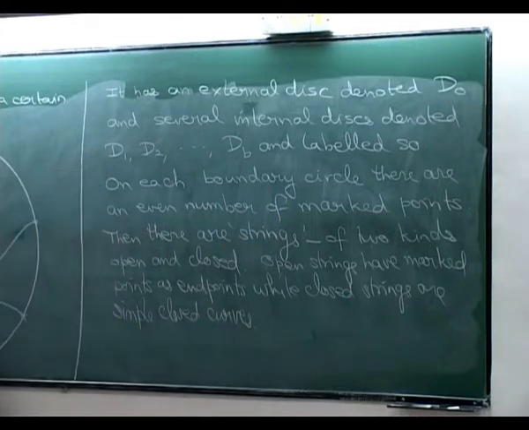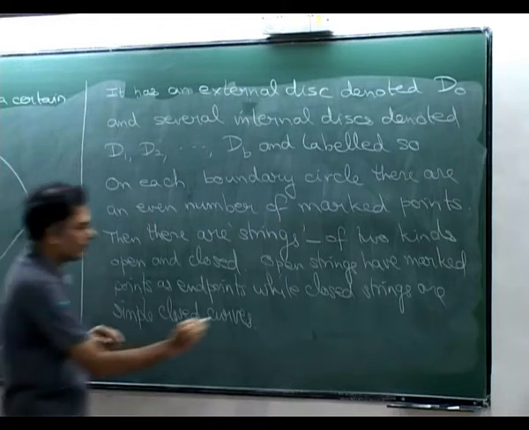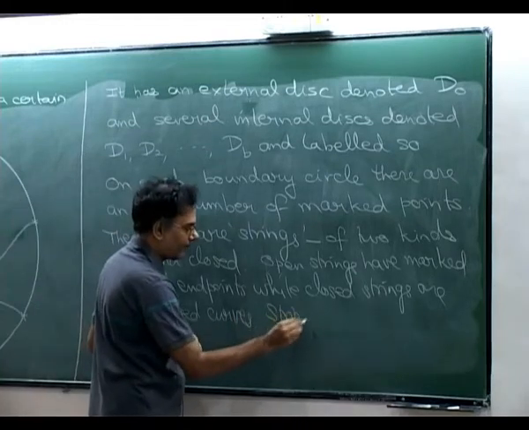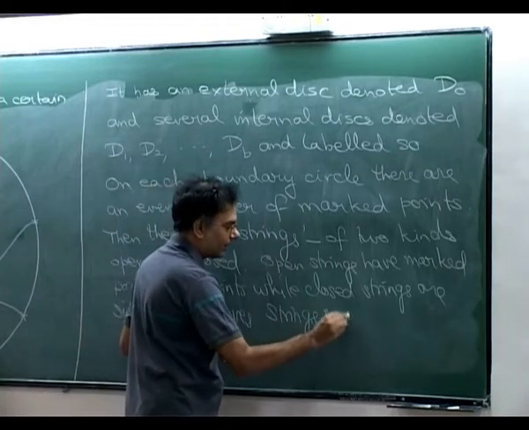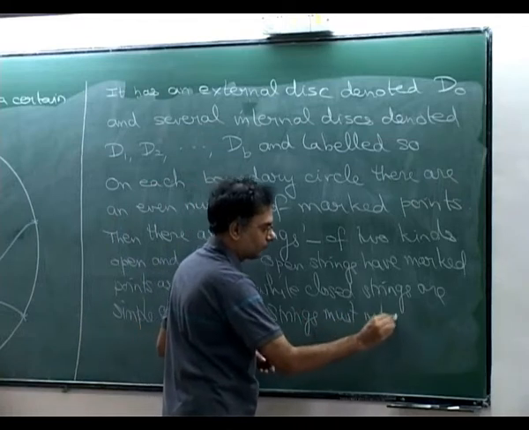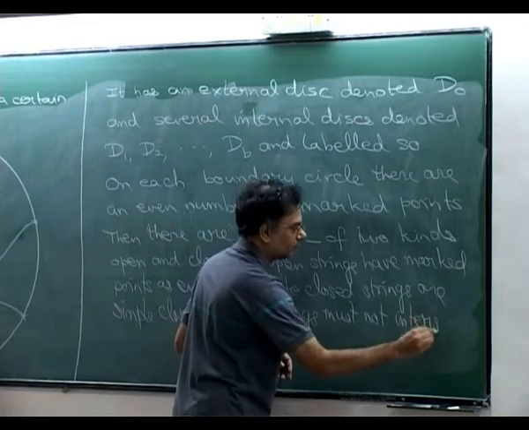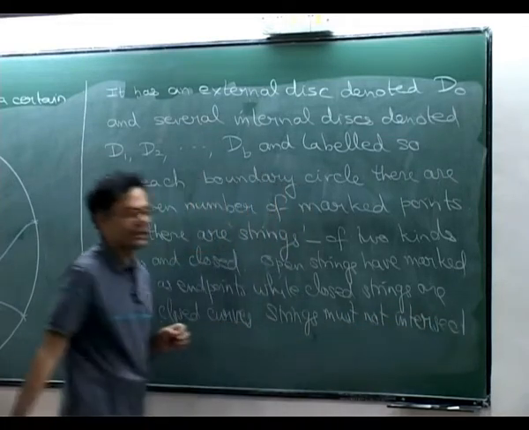I still haven't said what the rules are. These strings, first of all, cannot intersect, right? I have not drawn a string like this and another string crossing like that. No intersections are allowed. Strings must not intersect. That's one rule governing strings.